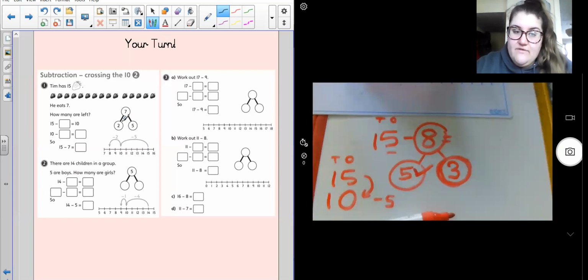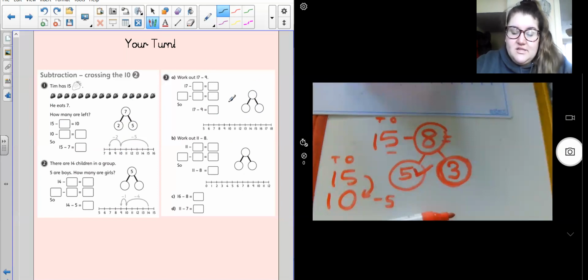And don't forget to take away the remaining part, because 7 isn't just made up of 5, else it would be 5. 7 is made up of 5 and 2 more. So the first step, you are getting to 10, and the second step, you are taking away the remaining part. Same again with question 2. Questions 3 and 4, they're the exact same. The only difference is you've got to fill in the part whole models for yourself.